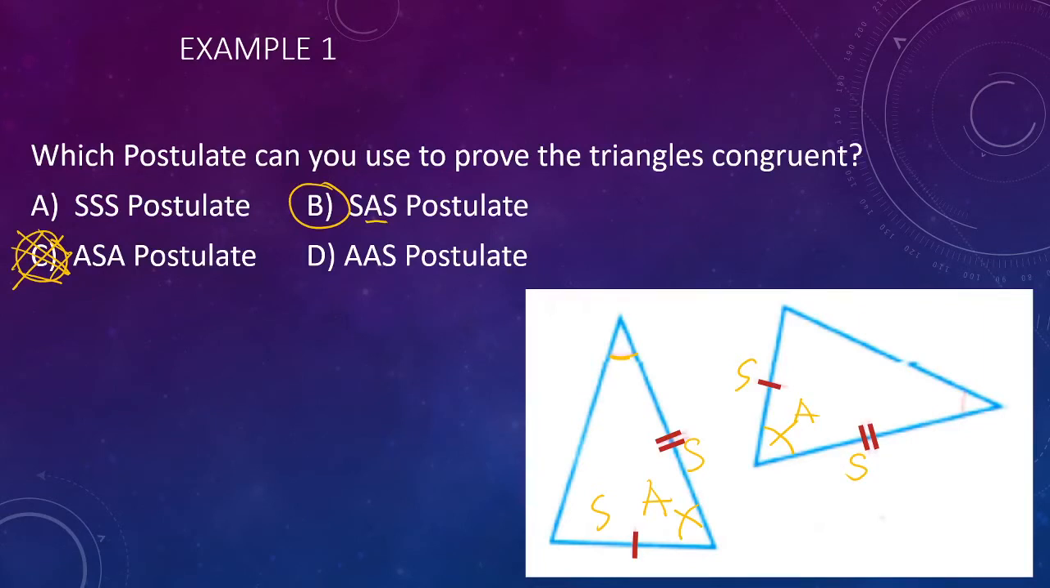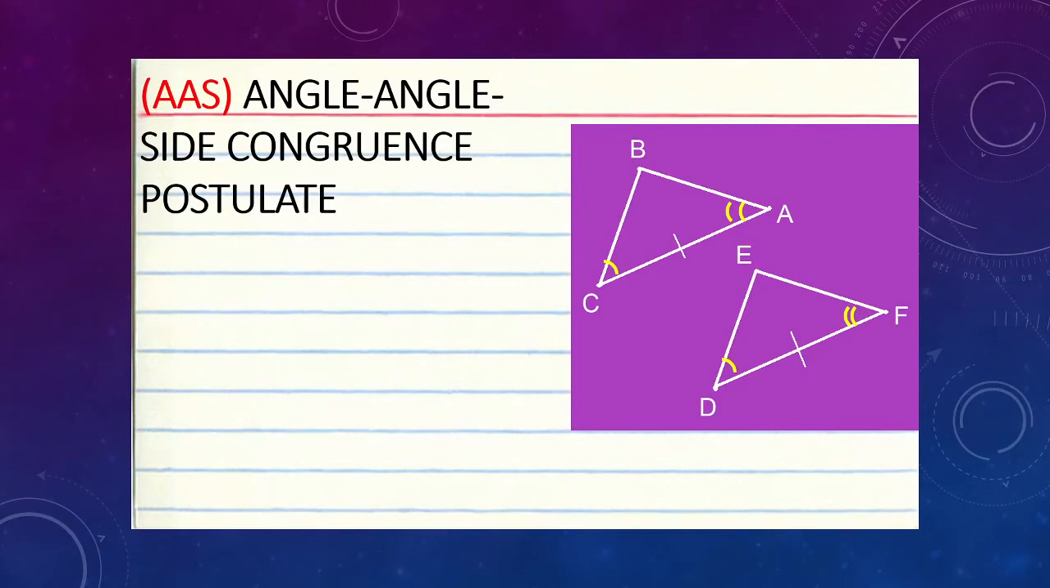Is that clear, section Ruby? Yes, sir. Okay. We have the AAS, the last postulate, the AAS.